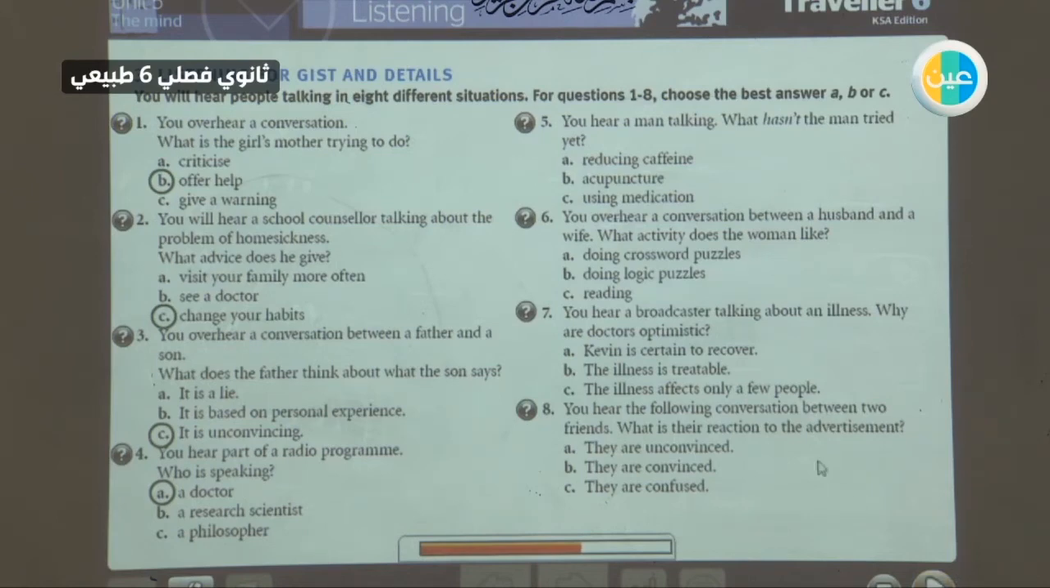So the thing that he hasn't tried so far is acupuncture, which is a Chinese therapy. Number 6. You overhear a conversation between a husband and a wife. What activity does the woman like? A, doing crossword puzzles. B, doing logic puzzles. C, reading.